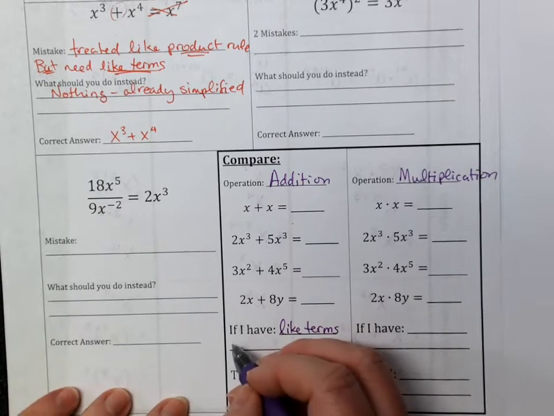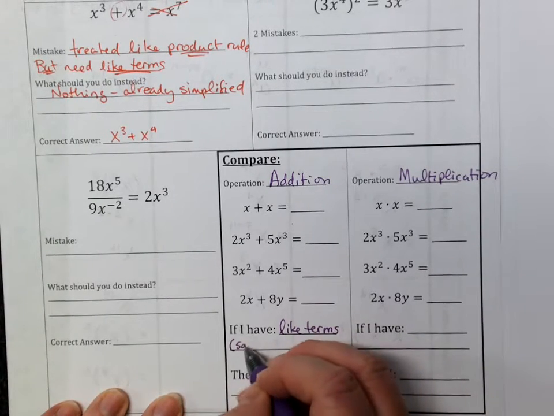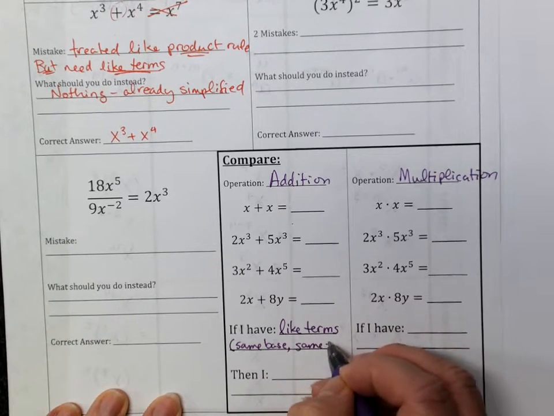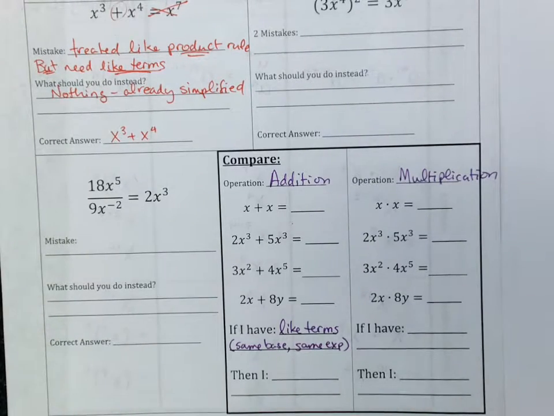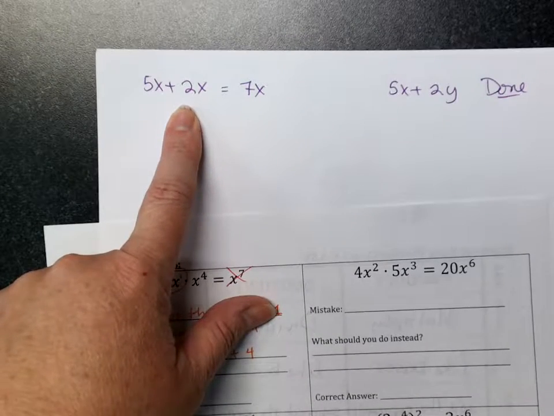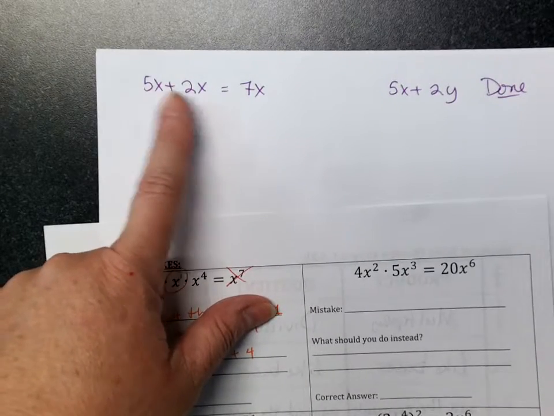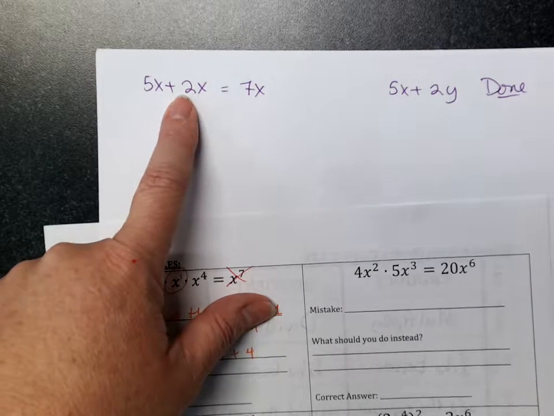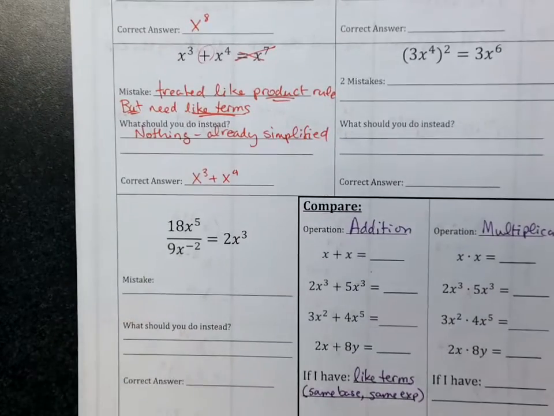Okay? Now, like terms are very strict. That is, same base and same exponents. That's what a like term is. The whole thing looks the same. Now, when you have those like terms, what do you do? For example, if we had 5x and 2x, what do you do? Add the, not the bases, coefficients. Right, yeah. You can practice that vocabulary, right? Coefficients.